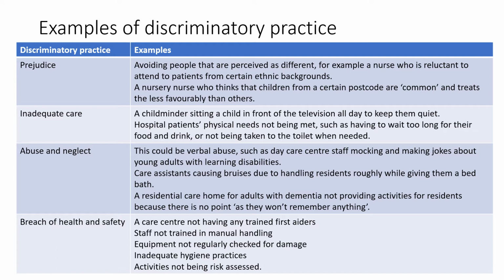Inadequate care could be a childminder who can't be bothered to entertain the children, just plonks them in front of the TV all day just to hope that they sit there quietly. There's abuse and neglect, and this could be verbal abuse where they're making nasty comments to a particular service user or a child. It could be neglect where a childminder is not changing a baby's nappy or not feeding them. And these are really, really important that these are tackled very early on.